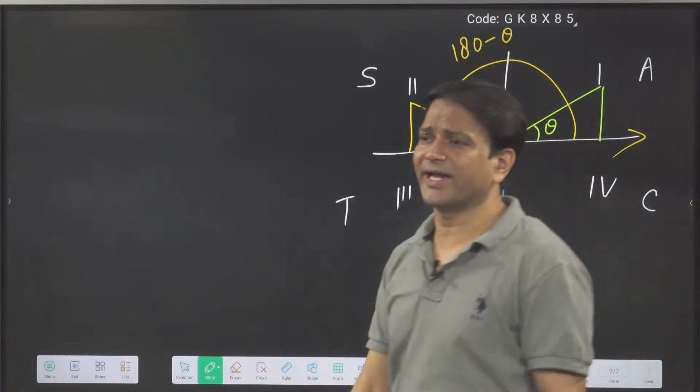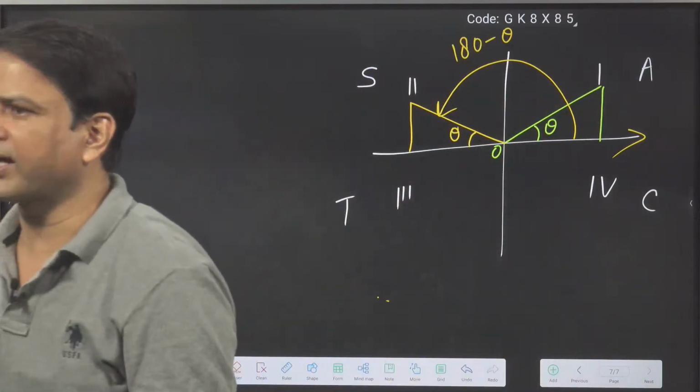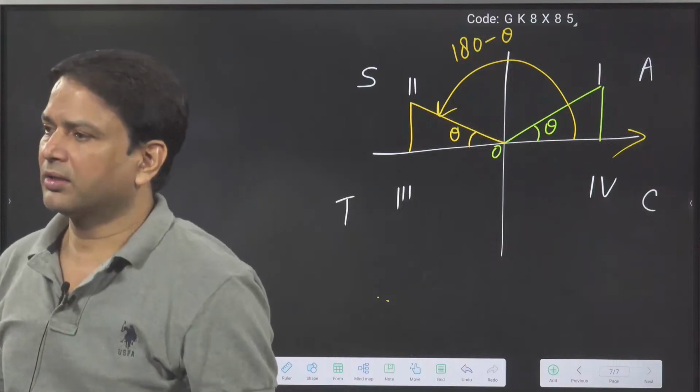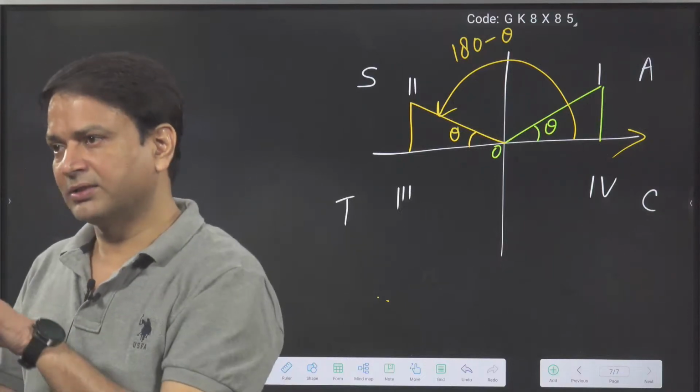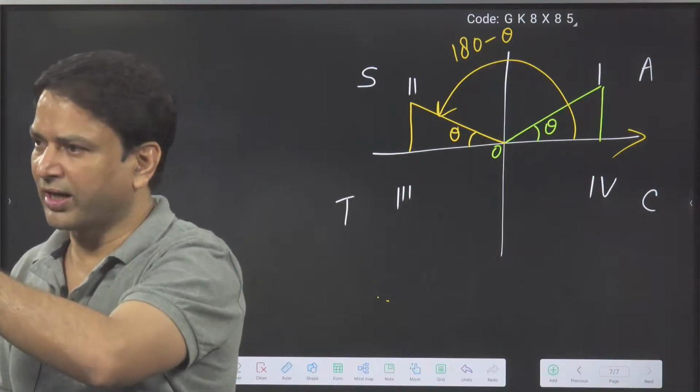So if I write 180 minus theta for this line, then I will get to know that I have drawn the triangle in the second quadrant. Does everybody get this or not? It means the same triangle I made in the first quadrant, from the positive x-axis I took the angle theta.